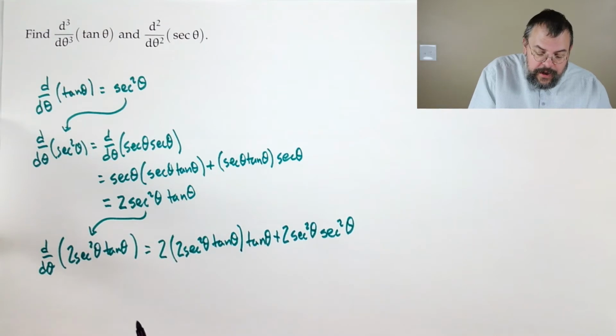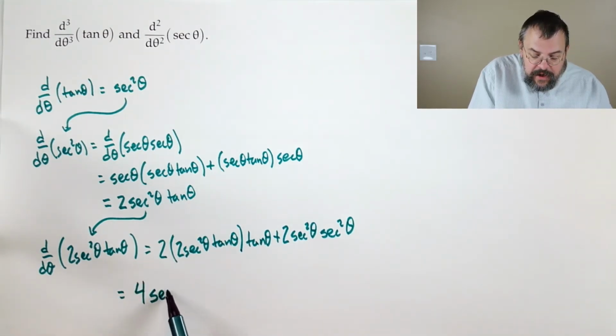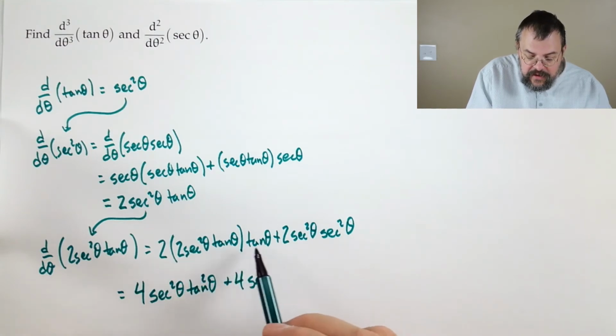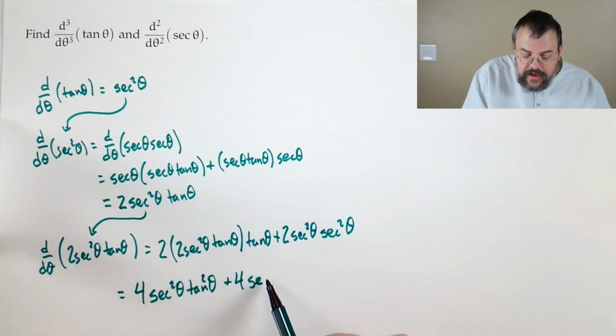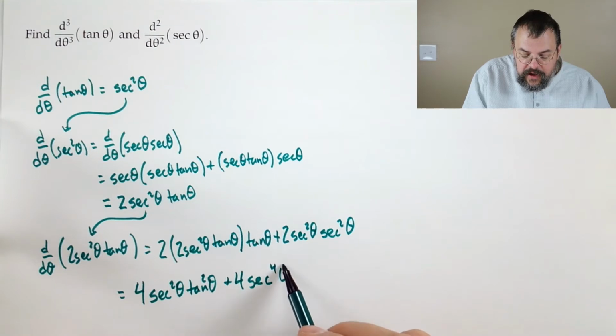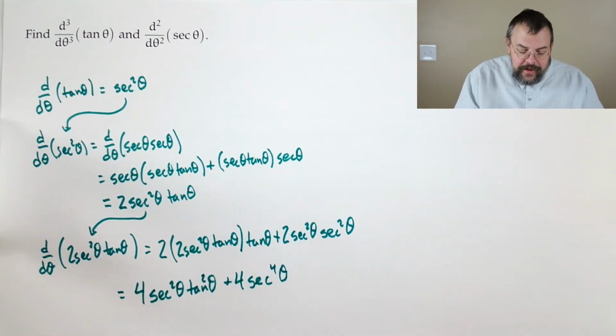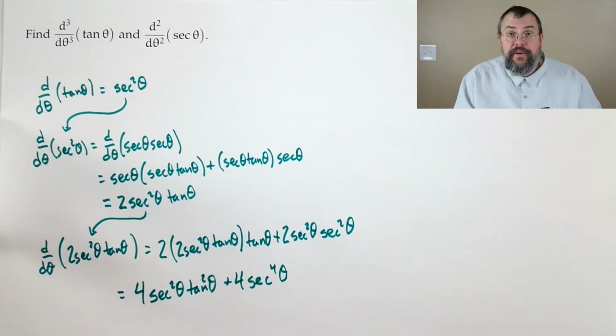So, what do we end up with? We end up with 4 secant squared theta tangent theta plus 4 secant tangent squared, because these two tangents multiply, plus 4 secant to the 4th theta. All right, there's our beautiful answer. Now, could we rewrite this? I suspect we could. Are we going to? I suspect we won't.